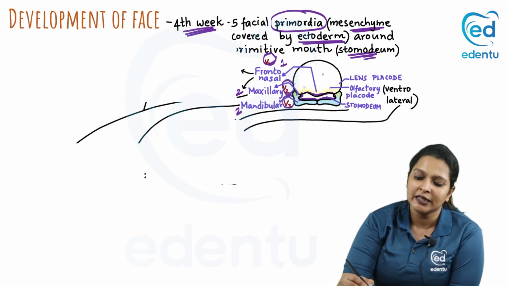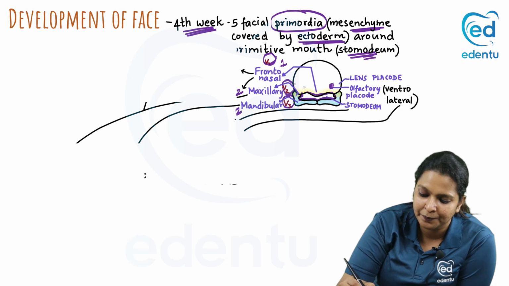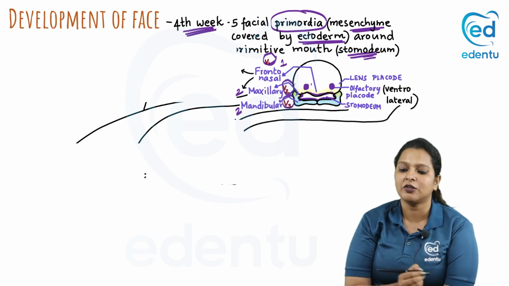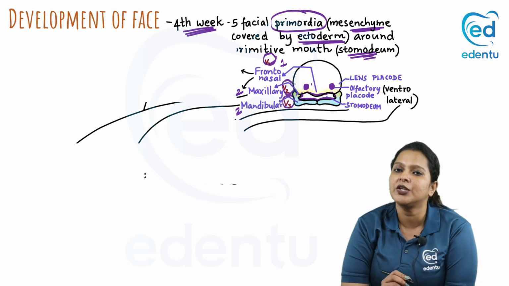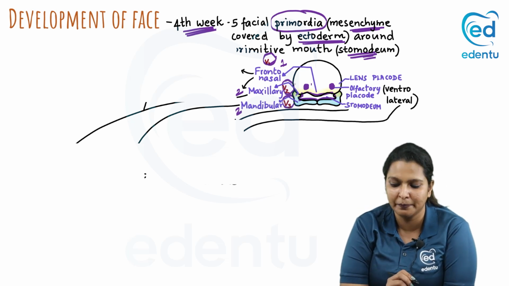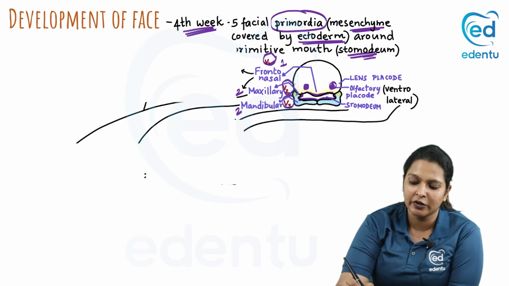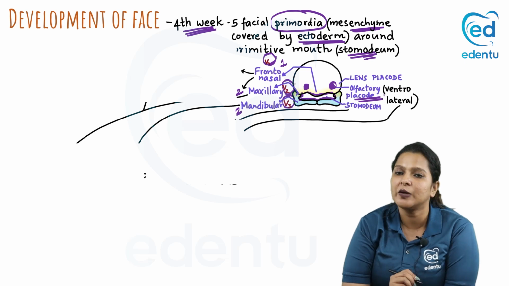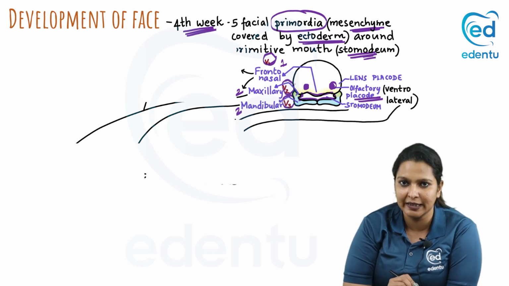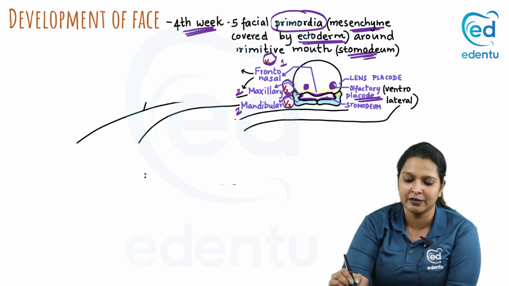And in the frontonasal swelling, you can see that in this region the ectoderm part thickens. Okay, that is called as the olfactory placode, which will eventually form the olfactory pit. Okay, in the frontonasal region, the ectodermal thickening is called as olfactory placode. This will become the future nasal cavity or the nostrils. Okay, so this is about the olfactory placode.